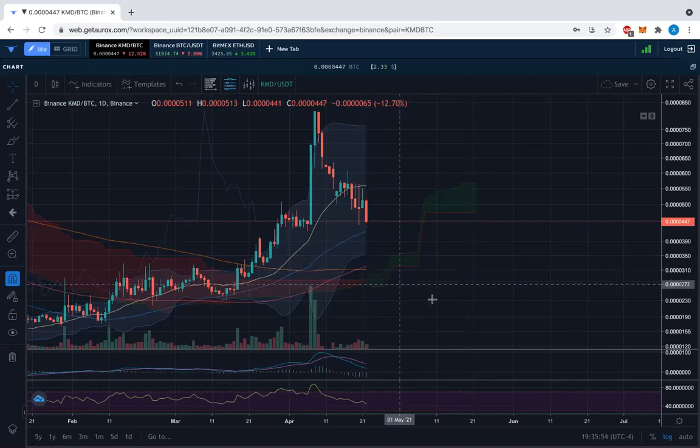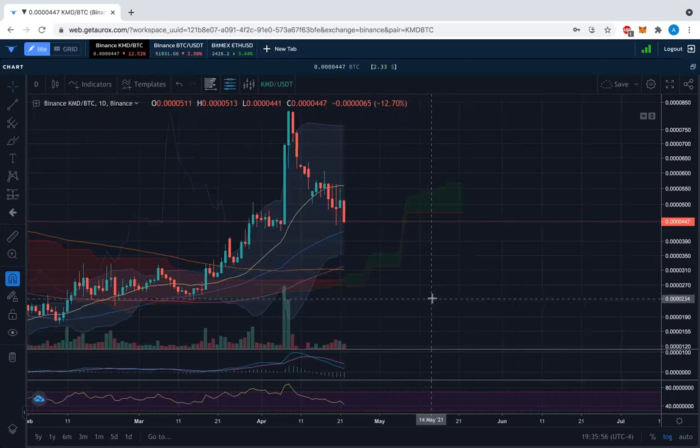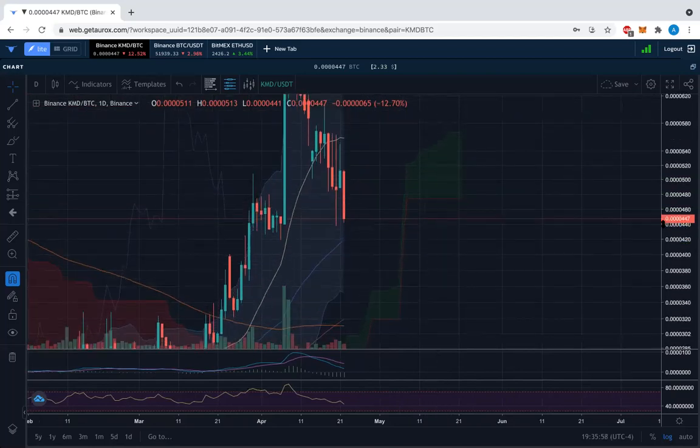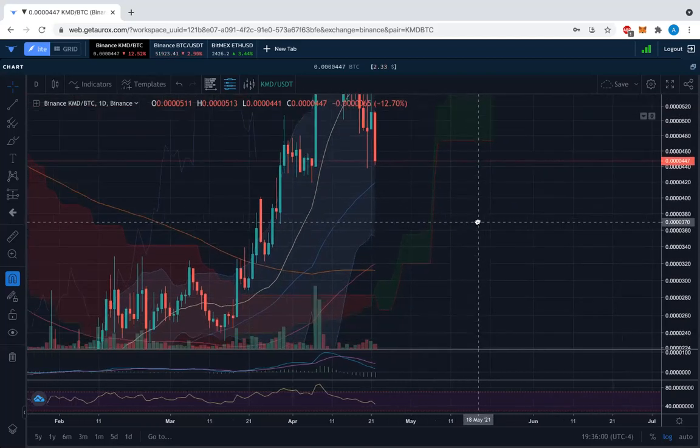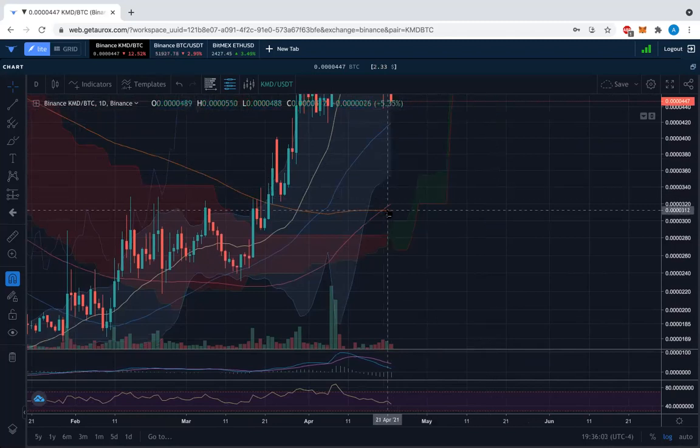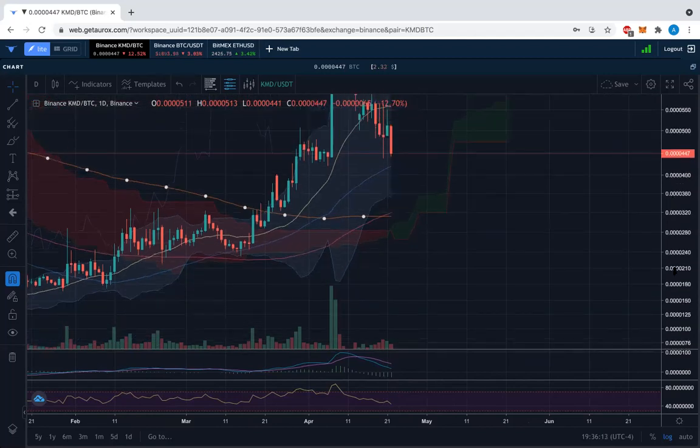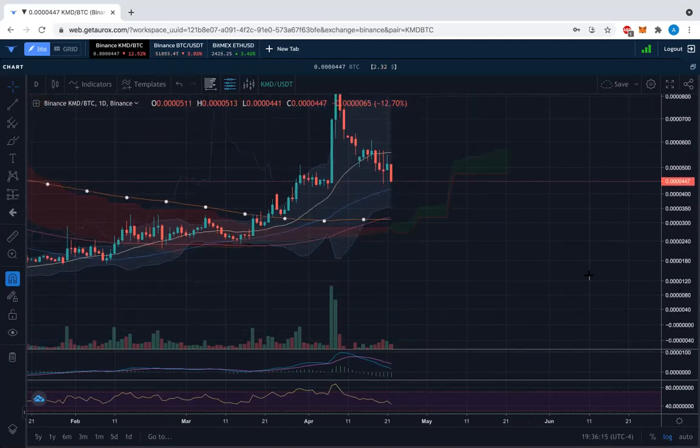And right here, what do you see? You see that the 200 and the 50 have crossed precisely on the 20th of April. Ooh, Doge Day, special day for the KMD chart on the daily. The daily is a pretty significant chart, isn't it?